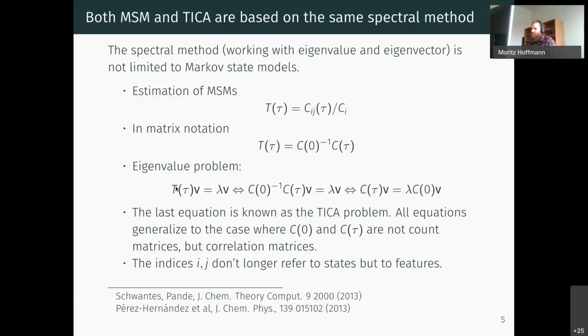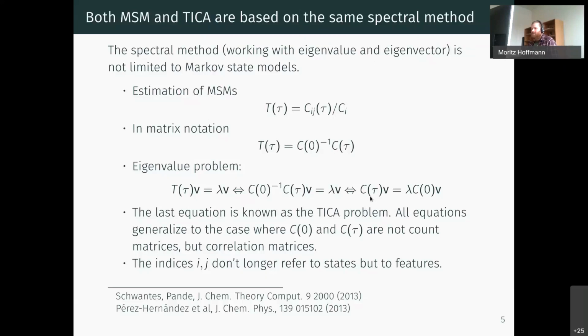So the transition matrix under the lag time tau times some vector is equal to lambda times some vector. If we insert this matrix notation here, we can just reformulate it. And this thing on the right-hand side is exactly what TICA solves for you. So what you get here is kind of a connection between how Markov state models work with TICA. One operates in discrete state space and the other operates in continuous state space, if you like.